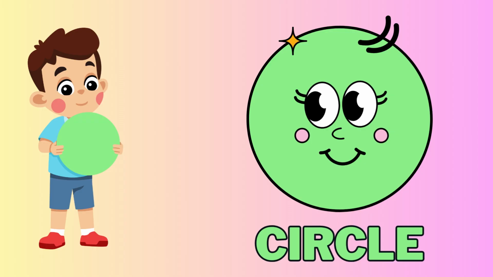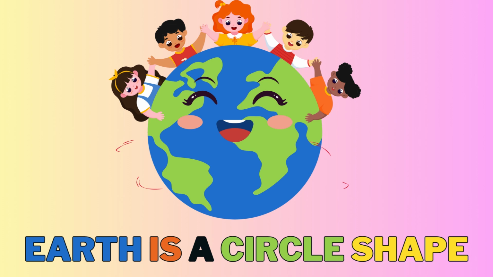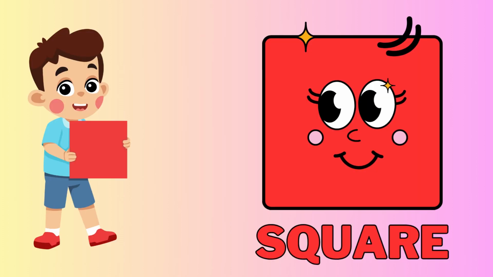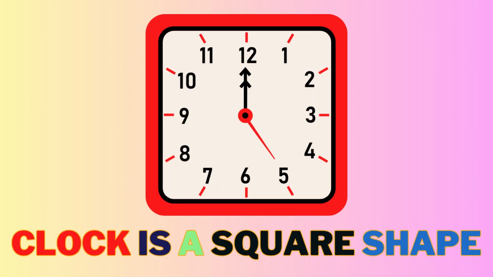Circle. C-I-R-C-L-E, circle. Earth is a circle shape. Square. S-Q-U-A-R-E, square. Clock is a square shape.